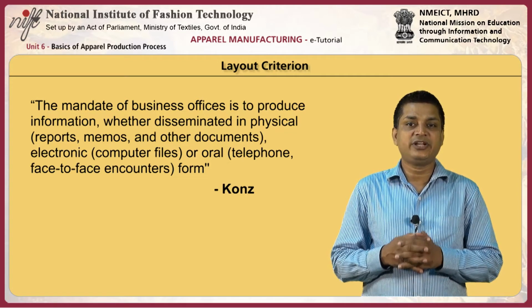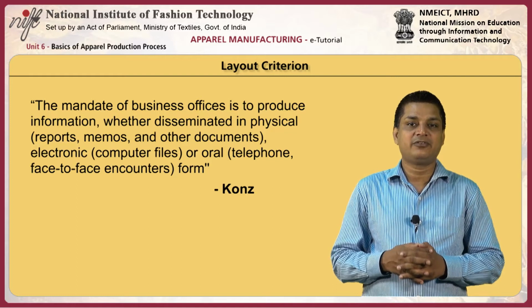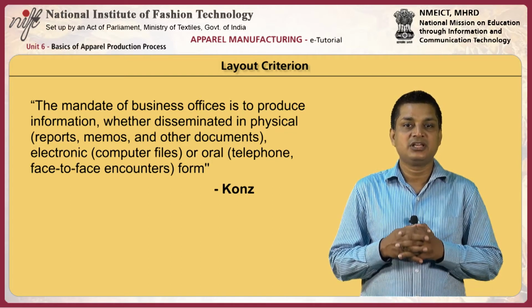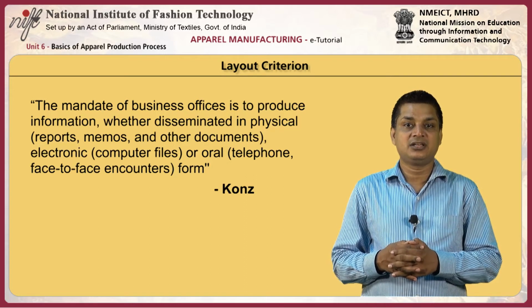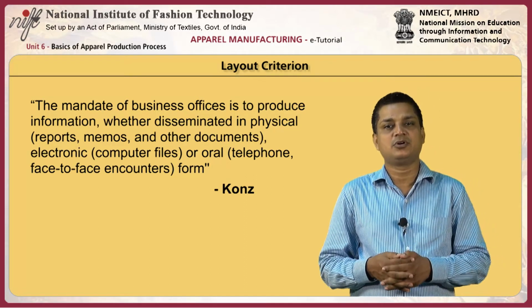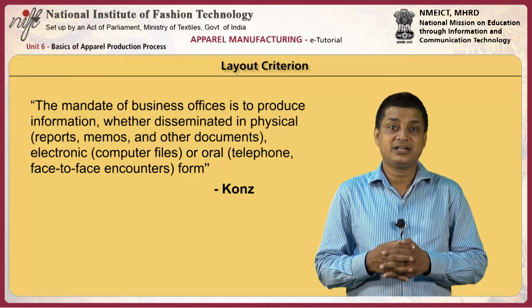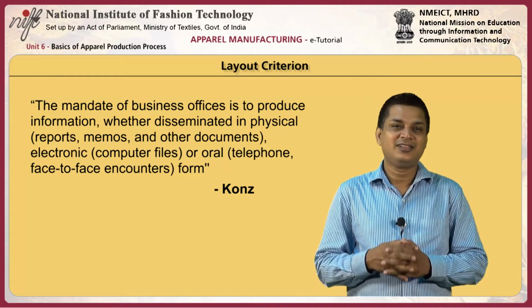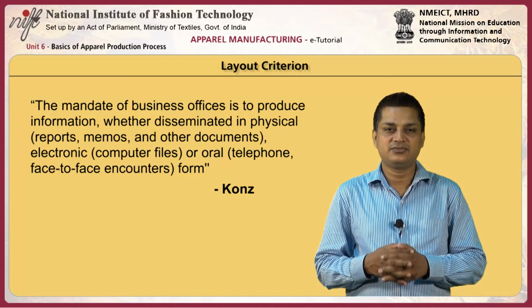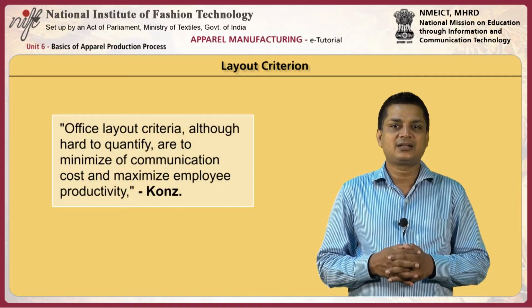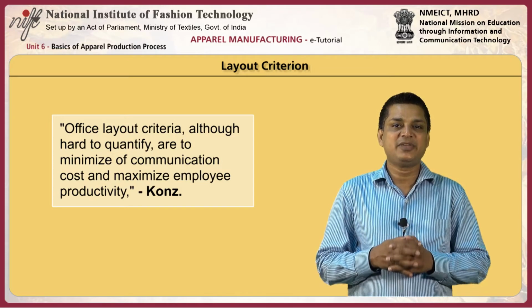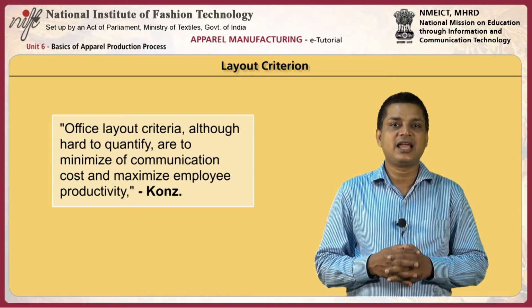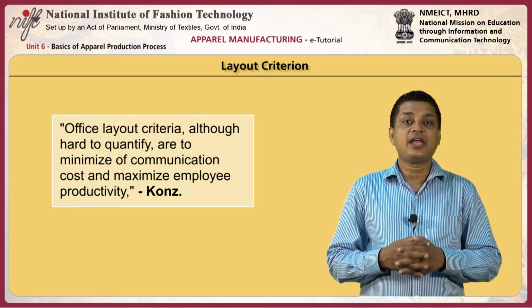However, Cohn pointed out that the mandate of business offices is to produce information, whether disseminated in physical form, that is reports, memos or other documents, electronic, that is computer files, or oral, that is telephone or face-to-face encounters. Cohn wrote that office layout criteria, although hard to quantify, are to minimize communication cost and maximize employee productivity.